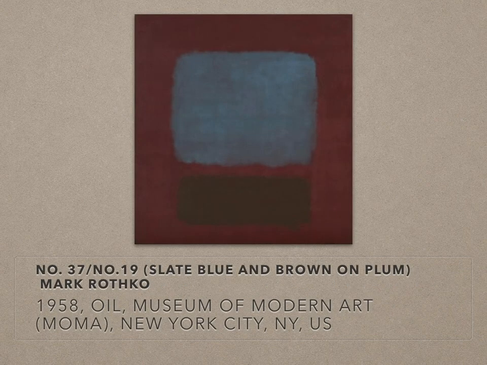The next one right here is called Slate Blue and Brown on Plum. As you can see, it's slate blue and brown on plum. It's not much to speak about here. It's abstract. Rothko said that these objects represent human figures, and usually they were meant to be tragedies. He didn't like when people bought his art for the wrong reasons, to have up in their office or to parade around. It was meant to be something deeper than that, and he didn't feel like people were getting it.